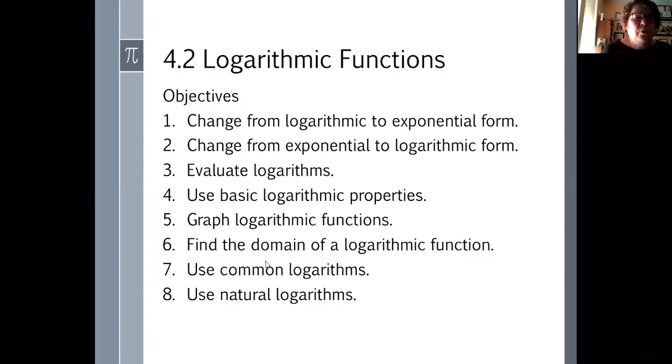In section 4.2, we are going to start our discussion of logarithmic functions. Our objectives in this section are to change from logarithmic to exponential form, to change from exponential form to logarithmic form, to evaluate logarithms, to use basic logarithmic properties, to graph a logarithmic function, find the domain of a logarithmic function, use the common logarithm, and use the natural logarithm.